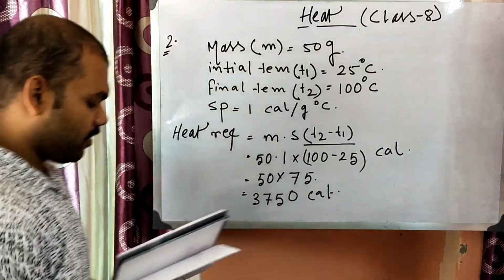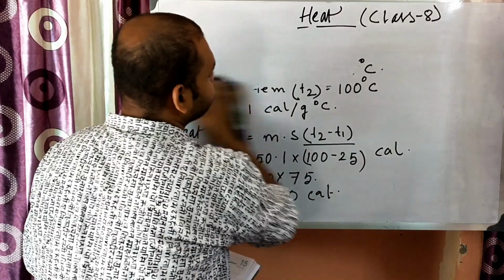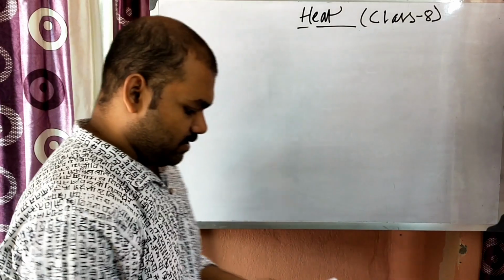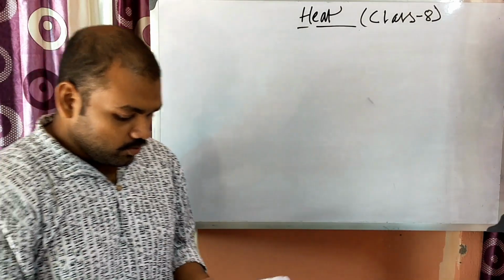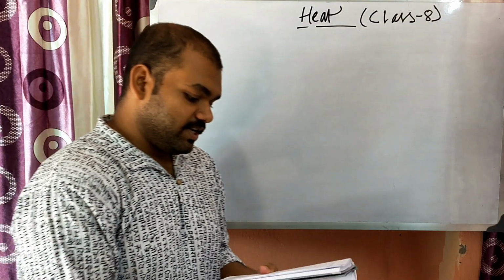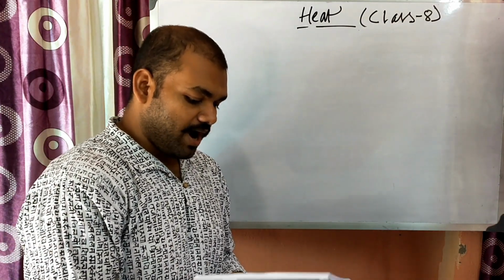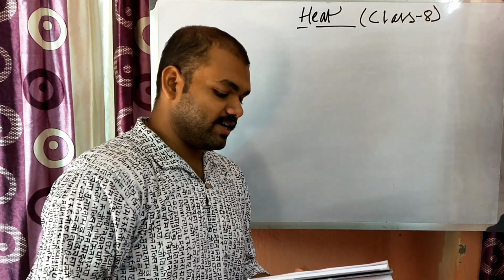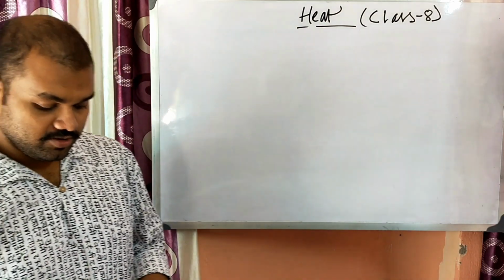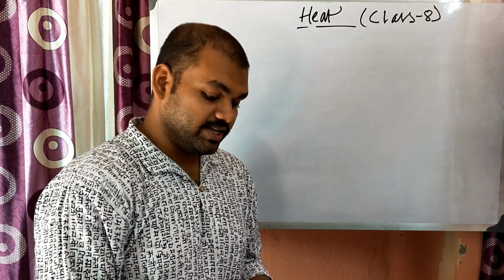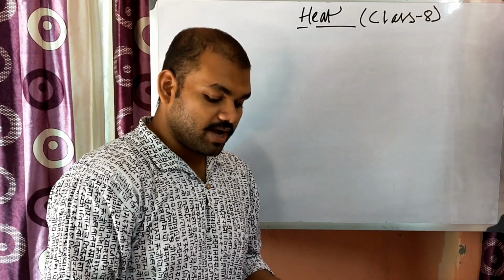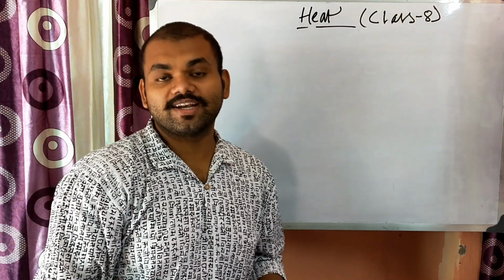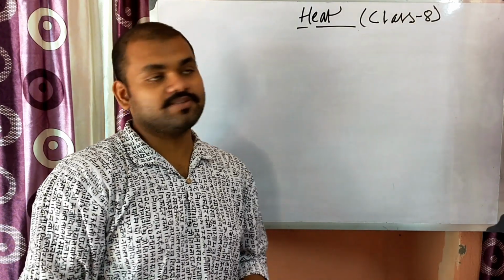Okay, for the next sum, again I am dictating the sum and you listen carefully. The heat required to increase the temperature of a body of mass 100 gram from 20 degrees Celsius to 30 degrees Celsius is 200 calorie. Find the specific heat of the body. Again, you need to find out the specific heat of the body.